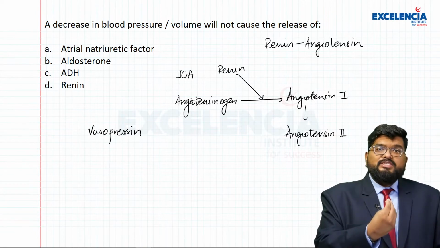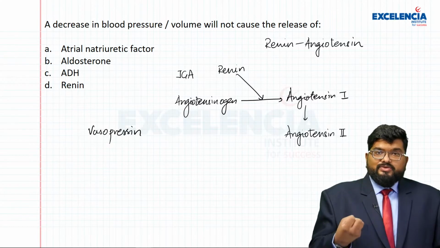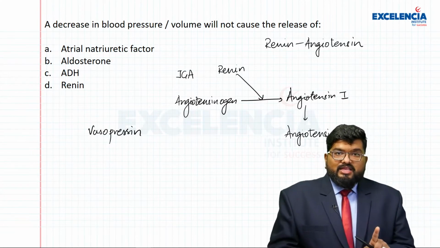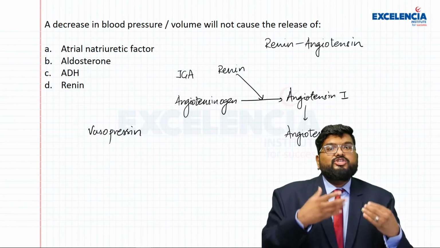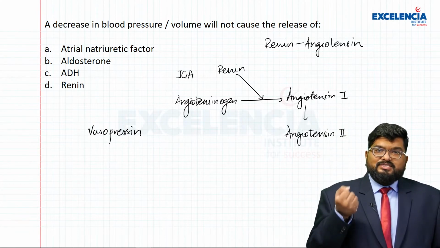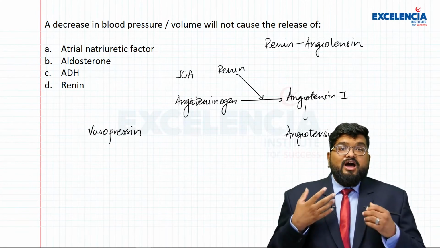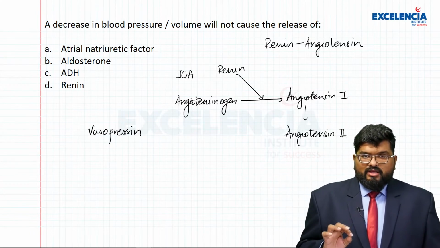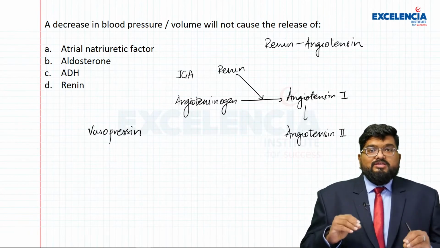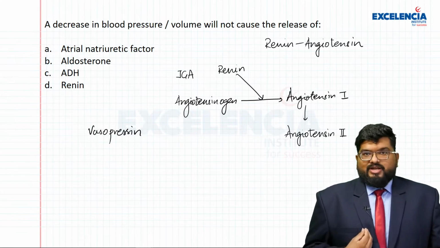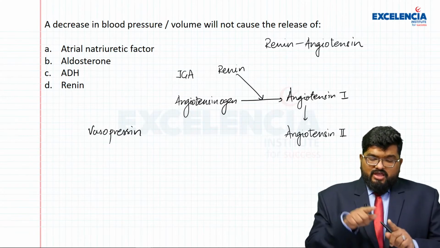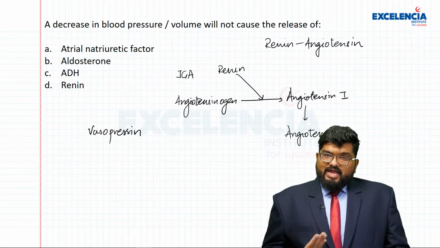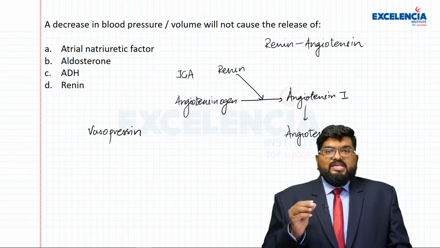Now, because of this increase in the blood pressure, what is going to happen? The glomerular filtrate is going to be in more amounts, but this increased blood pressure is going to increase the pressure on the heart. To decrease this increased pressure, the heart secretes atrial natriuretic factor. Its role is to reduce the increased blood pressure, right? So if there is already a decrease in blood pressure, will the atrial natriuretic factor be released? No.